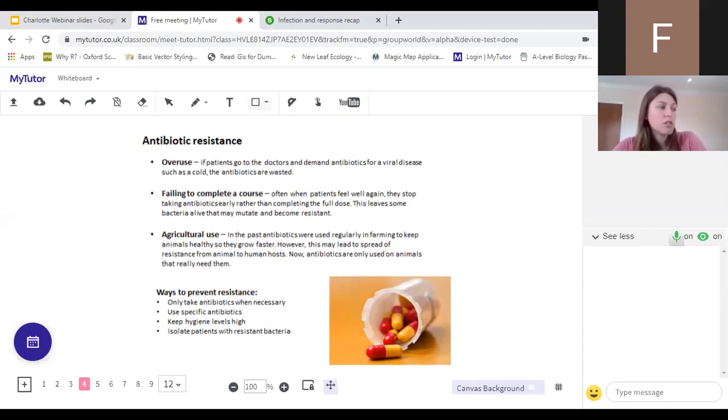So someone's just asked, antibiotics can kill good bacteria as well. So what are the side effects of using them? They can, but antibiotics do tend to be quite specific. And so that means that they're more likely just to kill that bad bacteria.